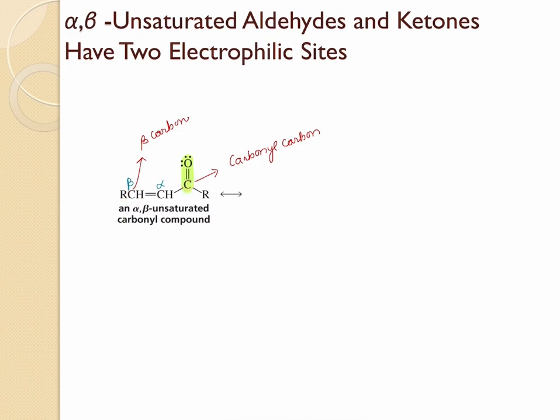For that, we have to draw the other resonance contributor, because you can see that these two double bonds are conjugated, and therefore the electrons from this double bond can hop into here to form the double bond, and these electrons can be kicked onto oxygen. So let's draw the resonance contributor.